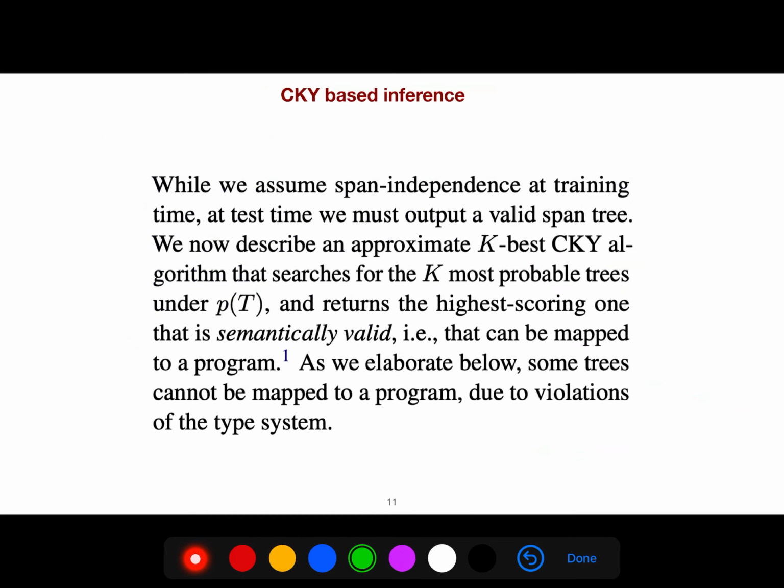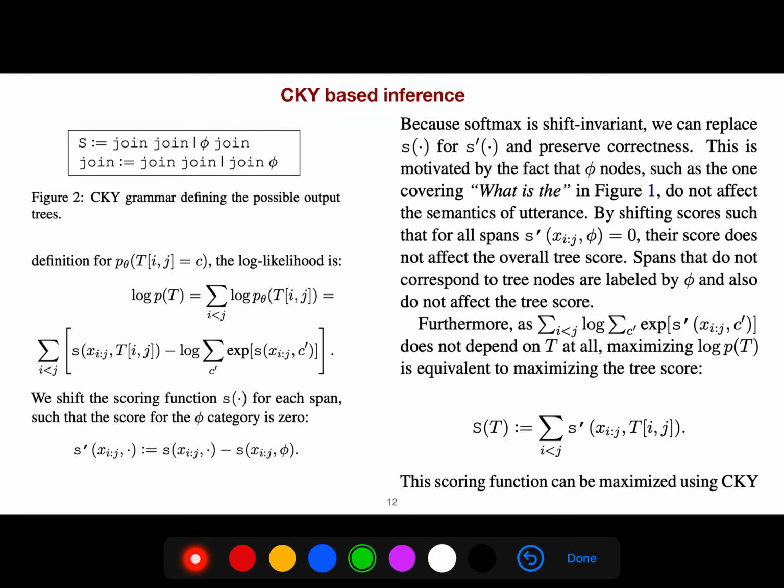So, CKY-based inference. As I said in the previous lecture, we don't use CKY at training, and this is beautiful. It becomes very fast, because we are just using CKY-based inference at inference time. While we assume span independence at training time, at test time we must output a valid span tree. We now describe an approximate k-best CKY algorithm that searches for the k most probable trees. You're all familiar with CKY, so I'll skip it.